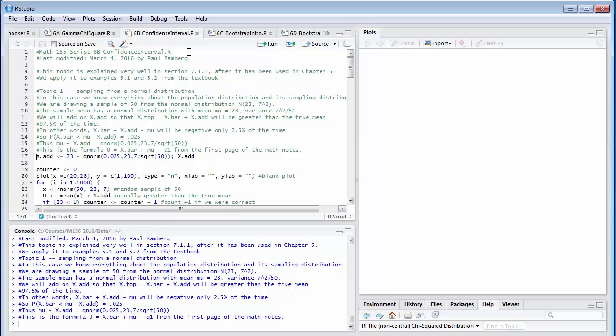So now let's start doing this. Here is x add. We take the true parameter, which we happen to know, and we subtract off the 0.025 quantile for a distribution that's normal with an expectation of 23 and a standard deviation that's 7 divided by the square root of 50.